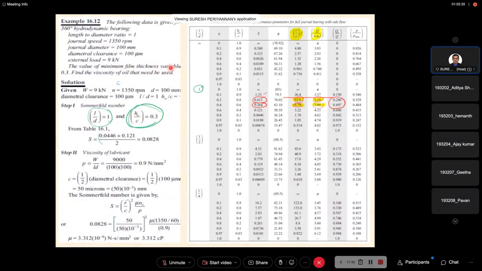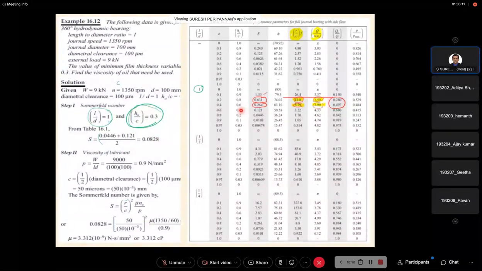The minimum oil film thickness variable is 0.3. Where does this 0.3 lie? It lies between the two values 0.4 and 0.2, exactly in the middle. The minimum film thickness variable is lying exactly in the middle of these two values. Hence, we didn't go for the interpolation technique.